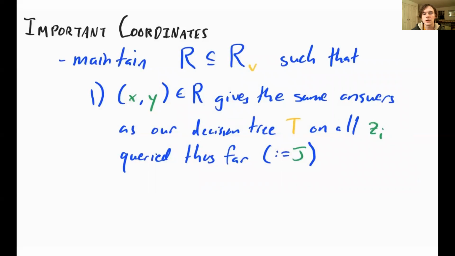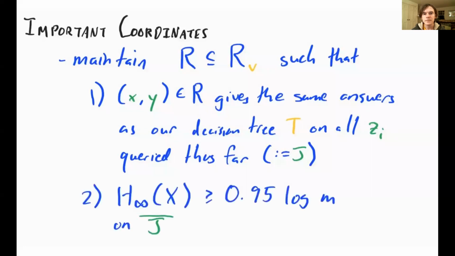For the coordinates that we've fixed, every entry in R is going to agree with the value we've fixed in the decision tree. So whatever the decision tree says that z_i should be, our rectangle is going to agree with that. And then outside those fixed coordinates, the min entropy of the X side is as high as we need it to be. It's like 0.95 log n. And that's going to be for our central lemma. And there's this condition that Y stays large, but we won't get into that today.